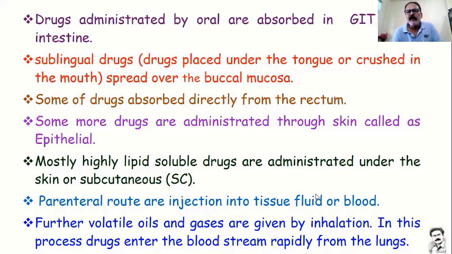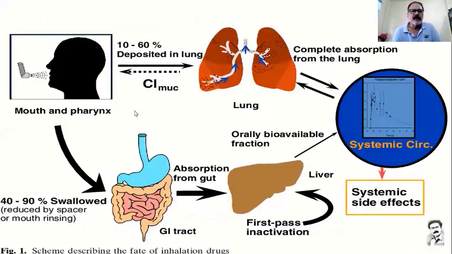So what we have seen is that it can be a tablet through the stomach, an injection through the muscle, through the rectum, or through the nose or ear. There are different ways of administering drugs. When you take the drug by inhalation, automatically 60% of it will be absorbed. It will go to the lungs, from there it will be completely absorbed, and then it will go into the systemic circulation.